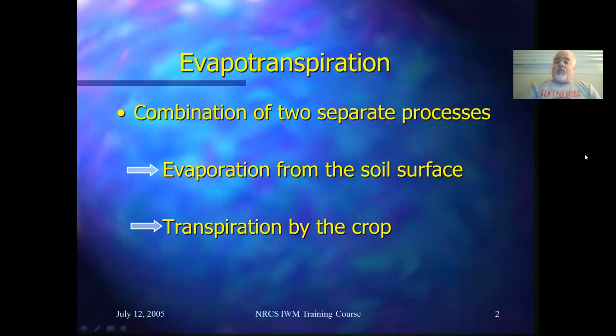That is a different process. We're only talking about the water that is there at field capacity or less that is going to leave through these two processes. And those are the two major processes we're concerned about when trying to manage irrigation.